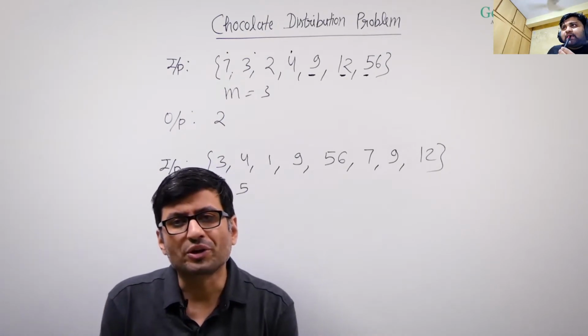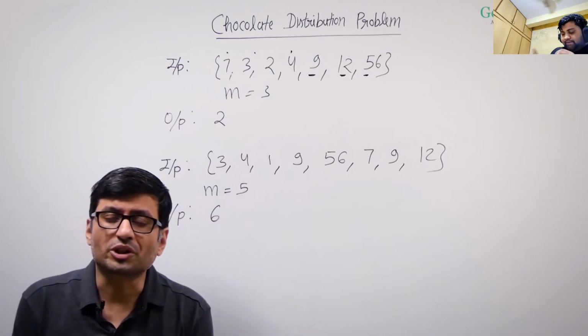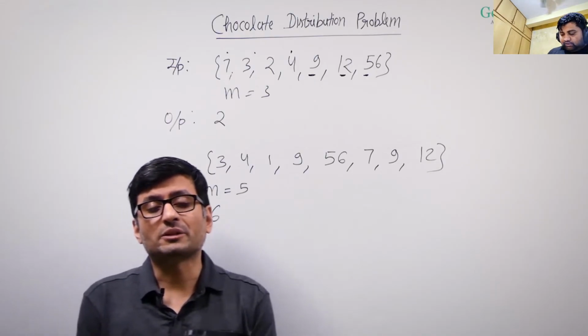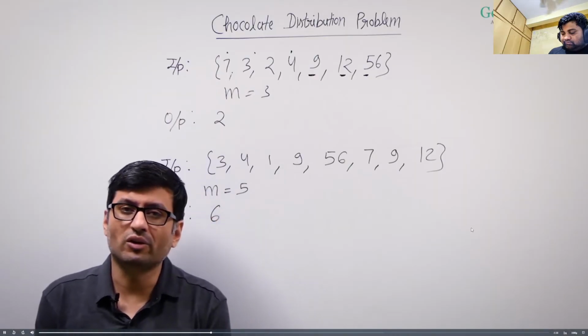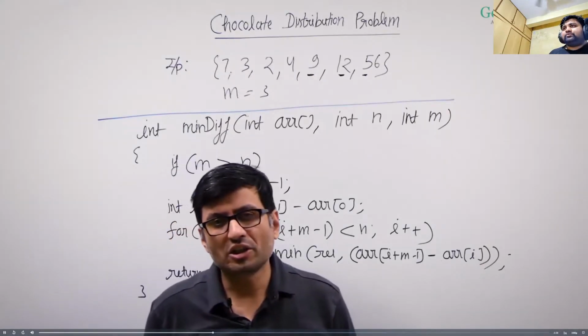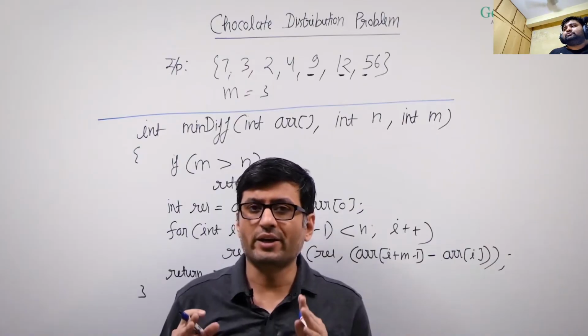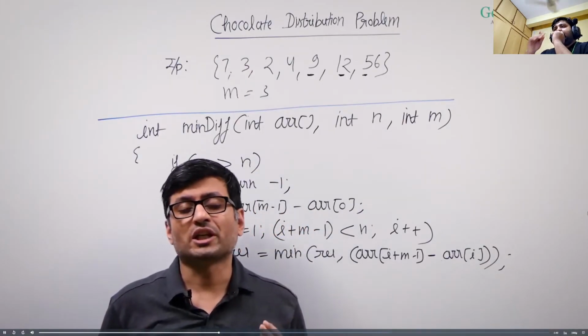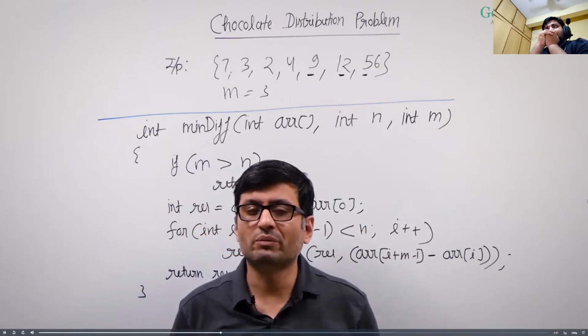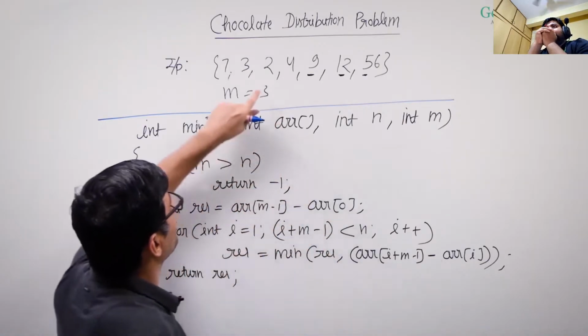Please pause this video and try to think of a solution for this problem. The expected time complexity for the solution is big O of n log n. To find the result, we need to pick m elements, right? Such m elements which have the minimum difference between minimum and maximum. What if I do this?